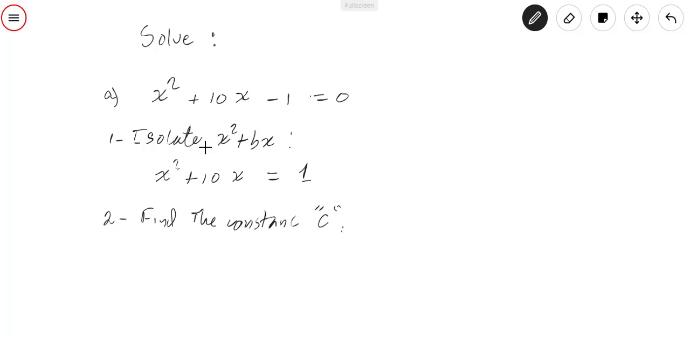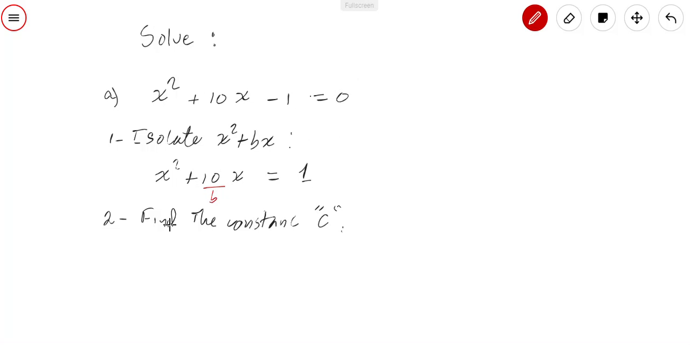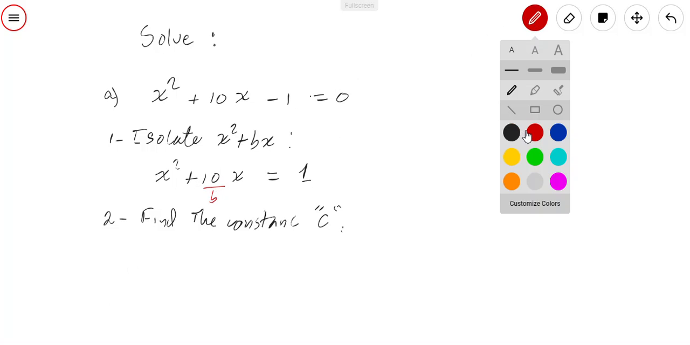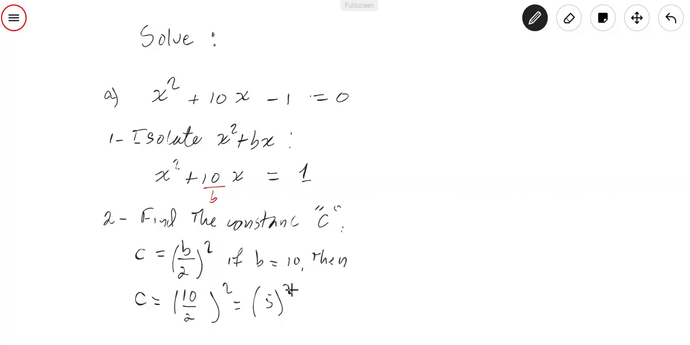So we know that in this expression over here, b is 10. So this is b. So I know that c is b over 2 squared. So if b is 10, then c will be 10 over 2 squared. So it's going to be 5 squared. So it's going to be 25.